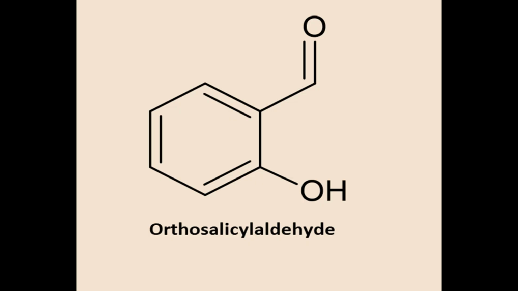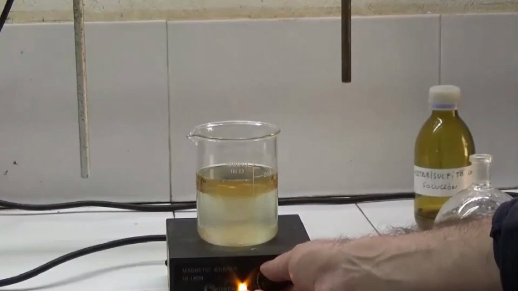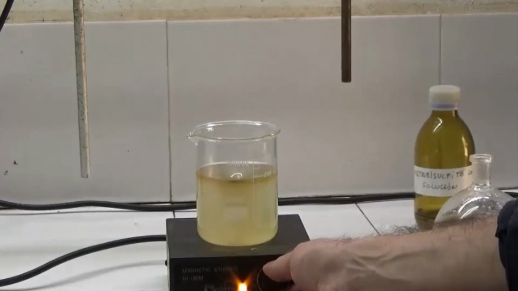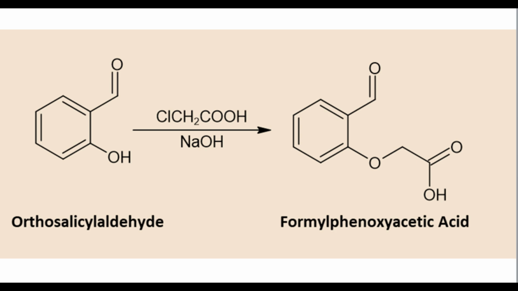For this synthesis, we will need ortho-salicylaldehyde. The synthesis of ortho-salicylaldehyde is obtained from sodium phenolate with chloroform with the Reimer-Tiemann synthesis. This synthesis can be seen in a video of my channel. The first step is to obtain formylphenoxyacetic acid.